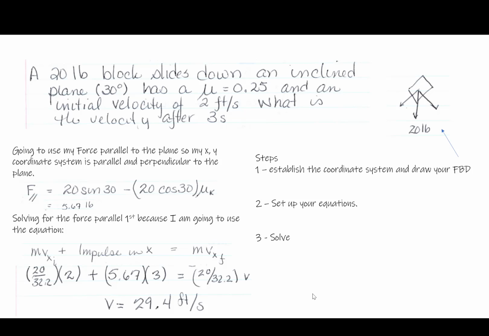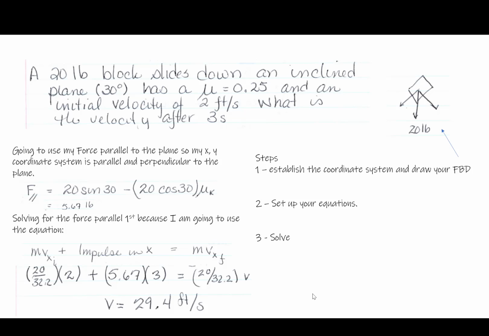So I'm going to set up those equations. Now I'm going to use that impulse and momentum system. I'm going to look at my initial momentum. I'm going to look at that, quote, impulse that we have. And I'm going to look at my final, and we're going to solve for the final. Now, because this is in the English system, I need mass. So I'm given that it's 20 pounds, and I'm going to have to divide by the acceleration due to gravity, which is 32.2 feet per second squared. I have my initial velocity of 2 feet per second. I've calculated my force down my inclined plane, and we're wanting to find it after 3 seconds. So that's essentially my impulse.